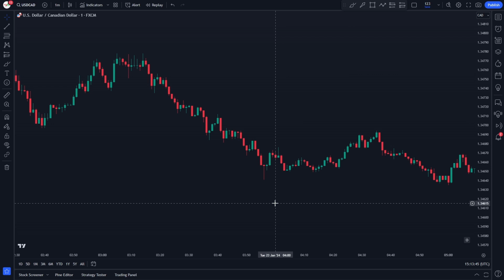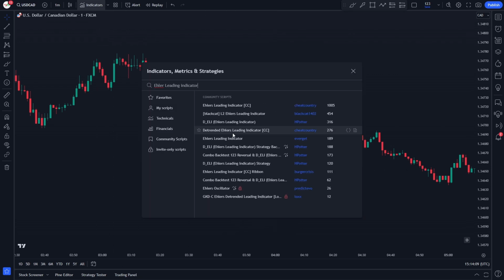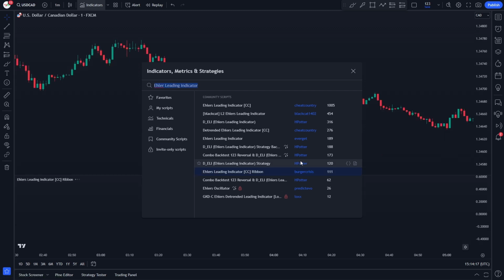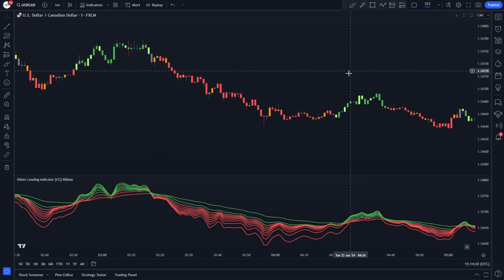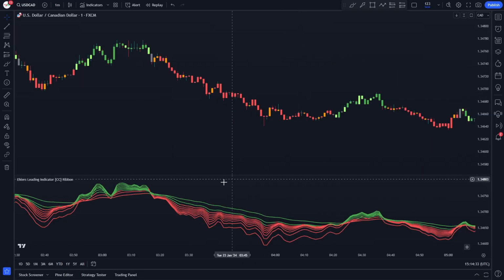The first indicator that we want to add is Ehlers' Leading Indicator. We add this one, Leading Indicator CC Ribbon, which is written by someone named Berger. All right? As you can see, the indicator is added here below the chart. This indicator was developed by John Ehlers, and it's an excellent indicator for identifying the direction of the market.